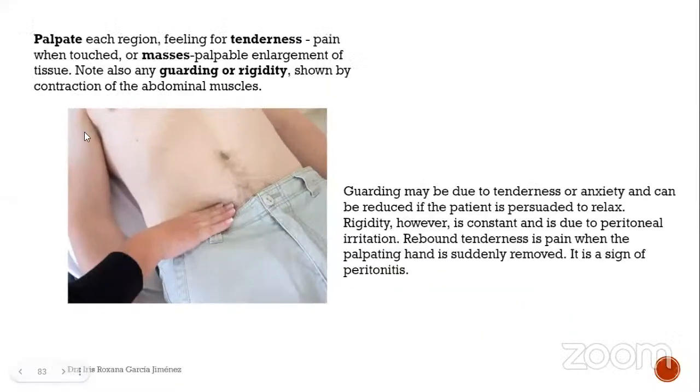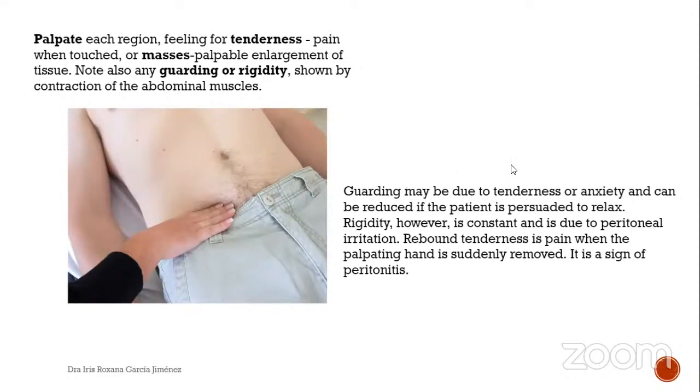Then we palpate each region. It's your choice if you go with 4 quadrants or 9 quadrants. Everyone chooses the best school. And then we evaluate the tenderness, the pain when touching, or masses, enlargement of a tissue of an organ. And we must check if there is guarding or rigidity, okay? According to these findings, we got the chance to infer the diagnosis of the patient, okay?